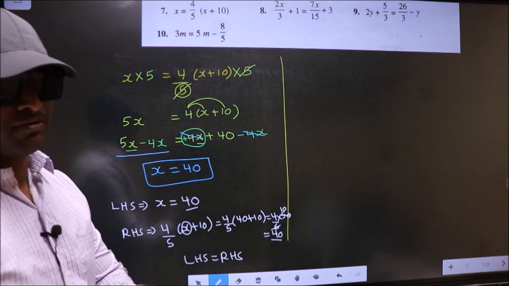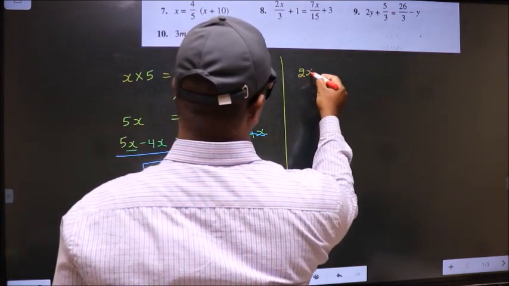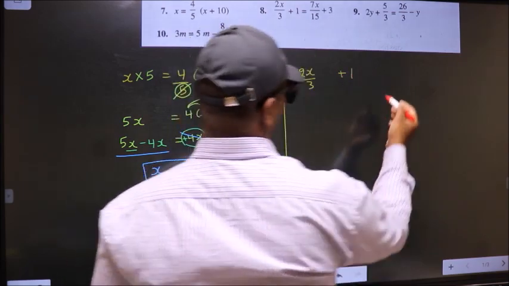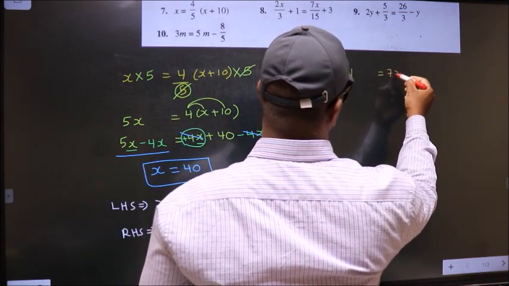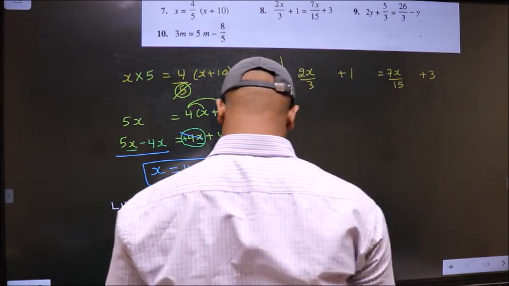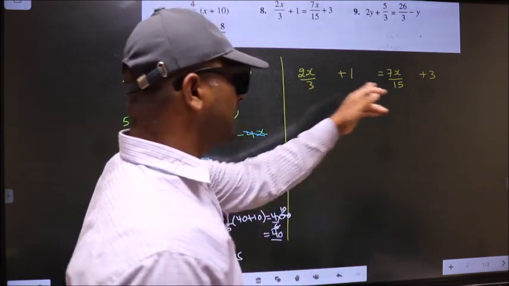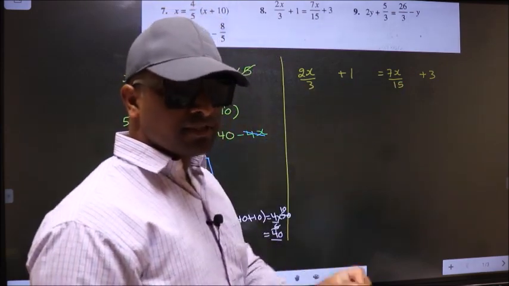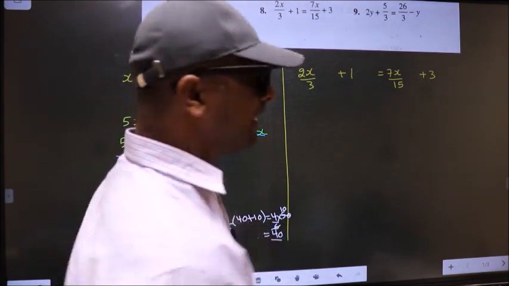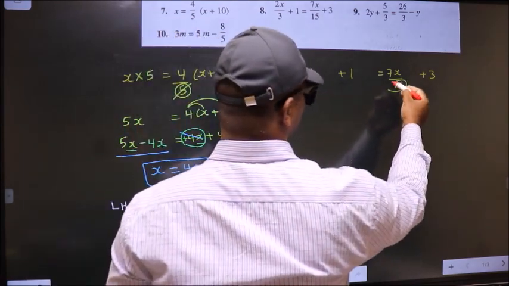Next. Now question 8. 2x by 3 plus 1 equal to 7x by 15 plus 3. Now, to solve this equation, first we should remove the denominators, and the denominators present are 3 and 15.